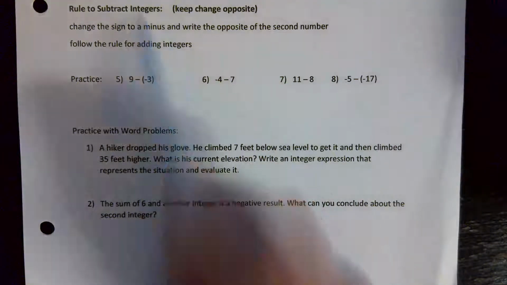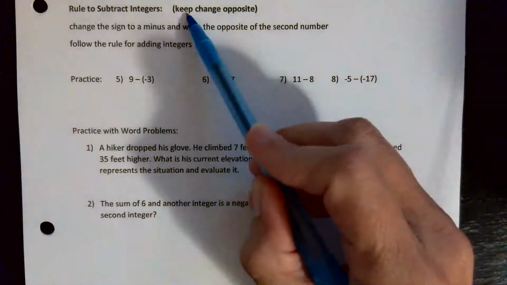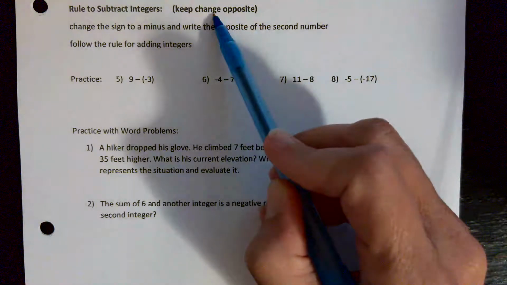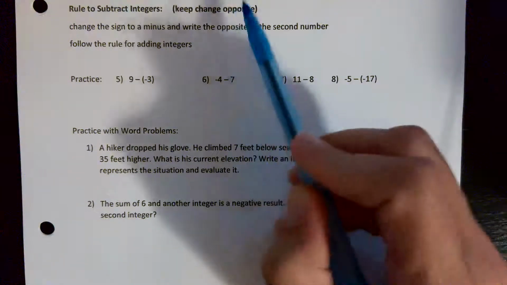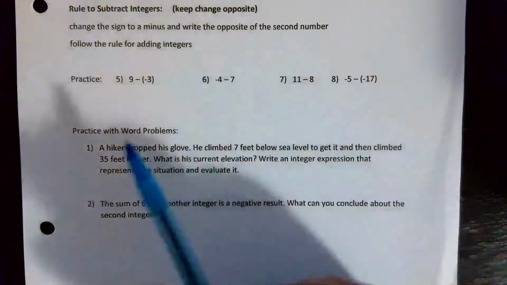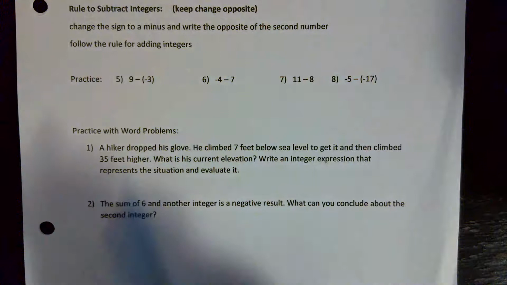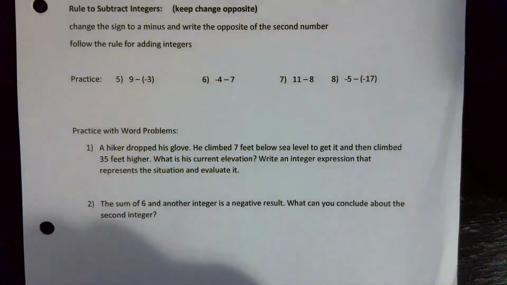Now when we subtract integers, we're actually going to keep the first number, change the subtraction sign to a positive, and write the opposite of the second number. Then we'll follow the rule for adding integers. So let's take a look at this. See if you can do it on your own. Pause the video, try it, and then start the video again, and let's see how you did.